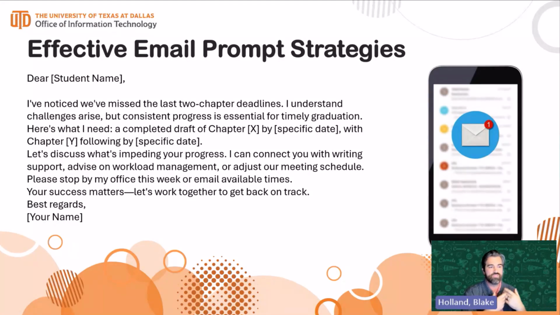So what you've done here is you've saved a lot of time that you could be using to build a list of other students that might be missing these specific chapter deadlines. So you can focus on building that list while ChatGPT Copilot builds something like this. So, chapter X by specific date, with chapter Y following specific date. So all you've got to do is enter your actual values in there.